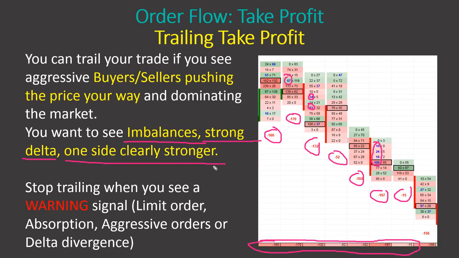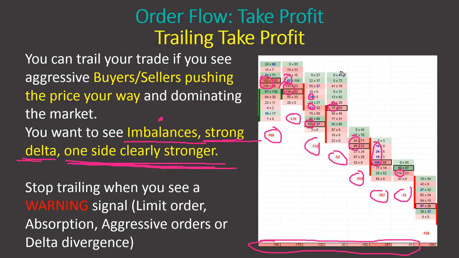And also you can see that one side is clearly stronger. In this case, it's the sellers, because the numbers on bid are way bigger than the numbers on ask. You can see it right here, in here, those huge numbers on bid. So by all that, you can see that the sellers in this case are dominating the market. They are way more aggressive than the buyers, because we have the imbalances, we have strong delta, and also one side is way stronger than the other.